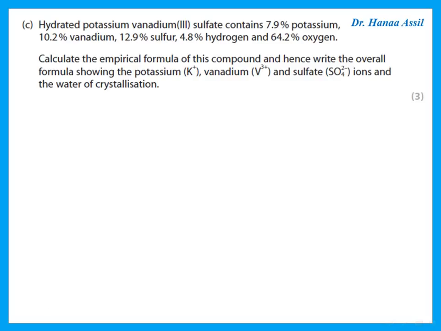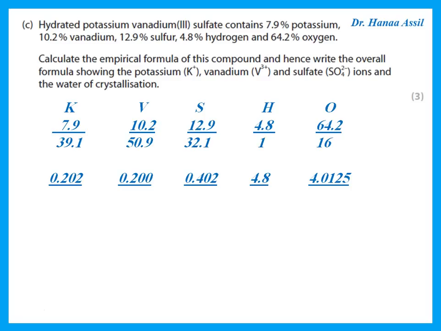Hydrated potassium vanadium sulfate contains this percent potassium, percent vanadium, percent sulfur, percent hydrogen, and percent oxygen. Calculate the empirical formula of this compound and hence write the overall formula showing the potassium, vanadium and sulfate ions and the water of crystallization. Okay, so let's use these percentages to get the empirical formula.